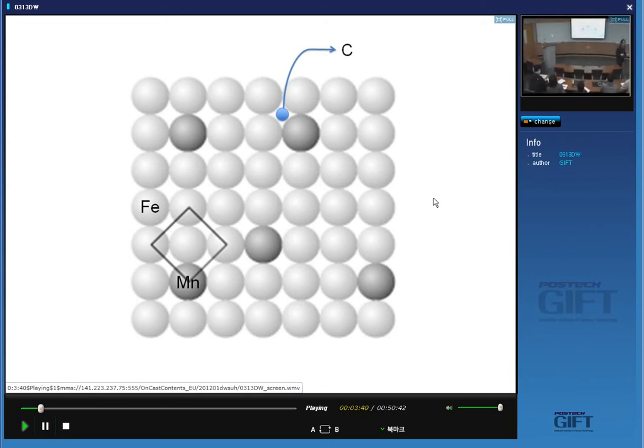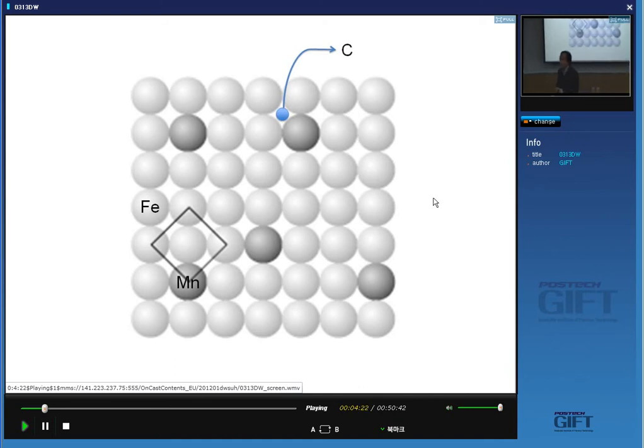For example, when you consider face-centered cubic, the positions of the lattice atoms are each corner and each face. But when you mix the iron atom with carbon or another very small atom, then this atom will occupy the site between the lattice atoms. The site between lattice atoms is called an interstitial site, and there are several kinds of interstitial site in iron. We'll discuss them later.